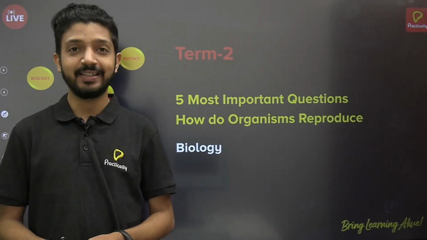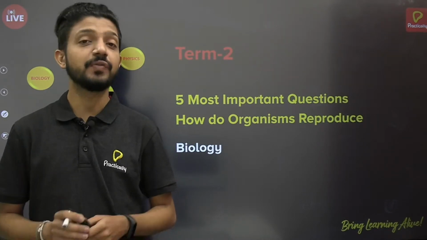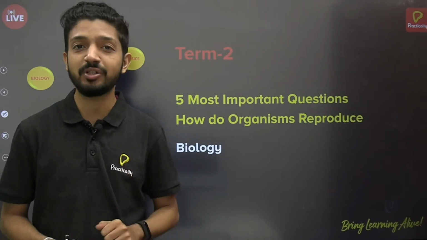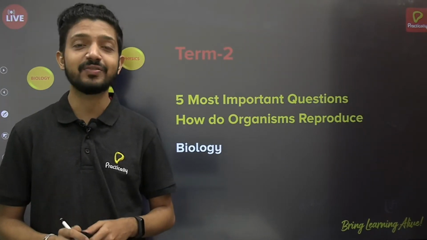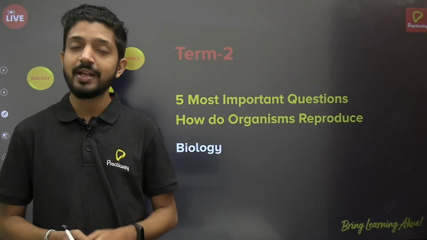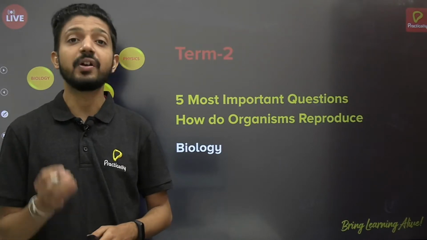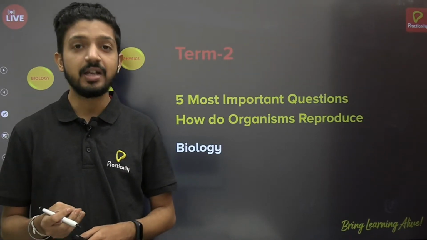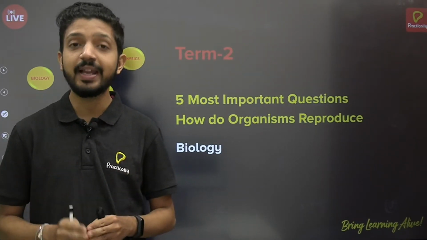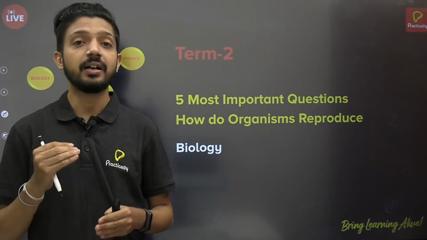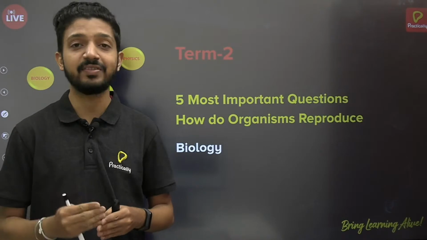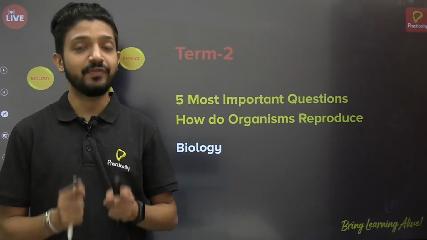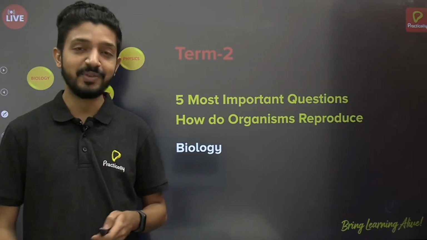We bring learning alive, and in today's session we are going to see 5 most important questions from the chapter How do organisms reproduce, which is from the biology section. So let's see these 5 questions. We are also going to discuss their answers. So do take a note of it, and we are discussing the 5 important questions for all the subjects of maths and science, that is physics, chemistry, maths and bio every day. So stay tuned with us and let's begin for today.